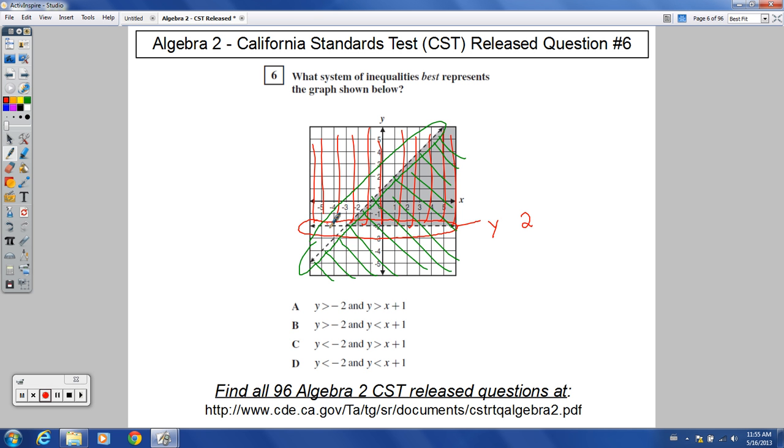Think of this as kind of like a roof to a house. If we're shading above, think of things that are greater. If we're shading below, think of things that are less than. So this equation, not equation, that's an inequality, Mr. Wagner. It's not equal to. So this inequality is y is greater than 2. I should say negative 2. I'm sorry. This is always at negative 2, not 2. 2 would be up here. And then from there, we've got this right here, the y-intercept.